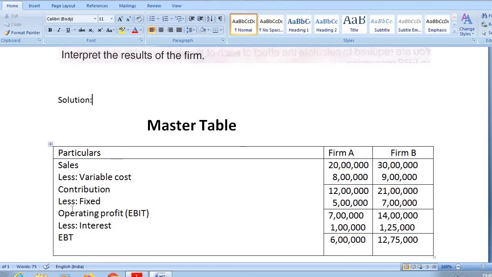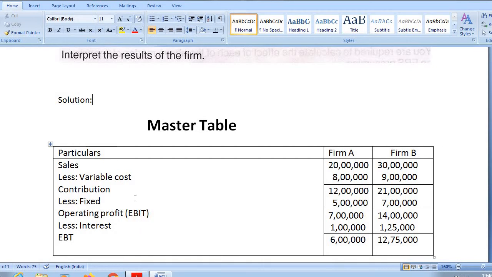Then less fixed cost, which is given as 5 lakhs and 7 lakhs. Even though the sales vary, it will not have any impact on fixed cost because fixed cost remains constant. Here it is 5 lakhs and 7 lakhs, as given in the question. If you deduct it, you will get the operating profit or EBIT, that is earnings before interest and tax, which comes to 7 lakhs and 14 lakhs respectively.